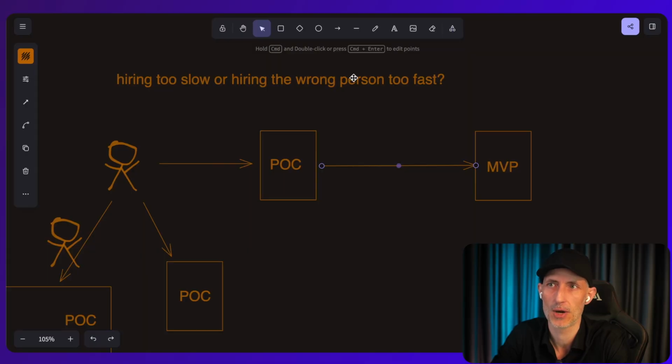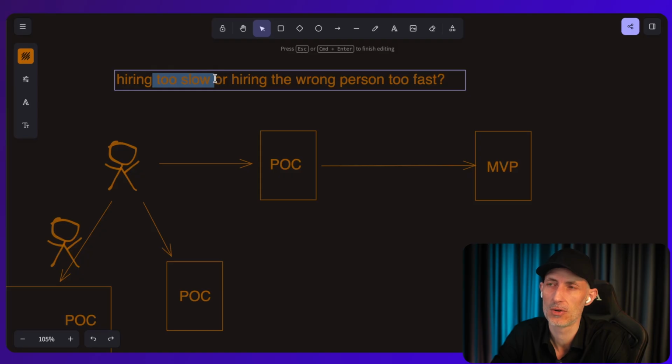So yeah, it can happen that you're hiring too fast. Hiring too slow, the only thing that you're wasting is your own time. And maybe you need to pause the development because you don't have a developer to take it over. That's possible. Hiring too fast is rather a problem.